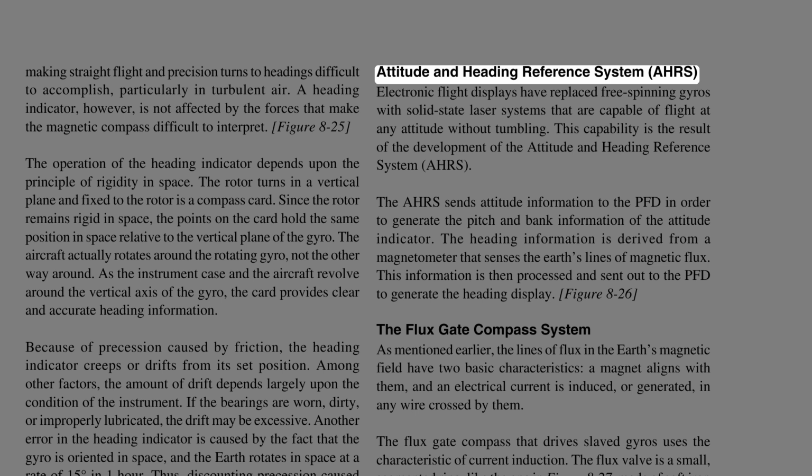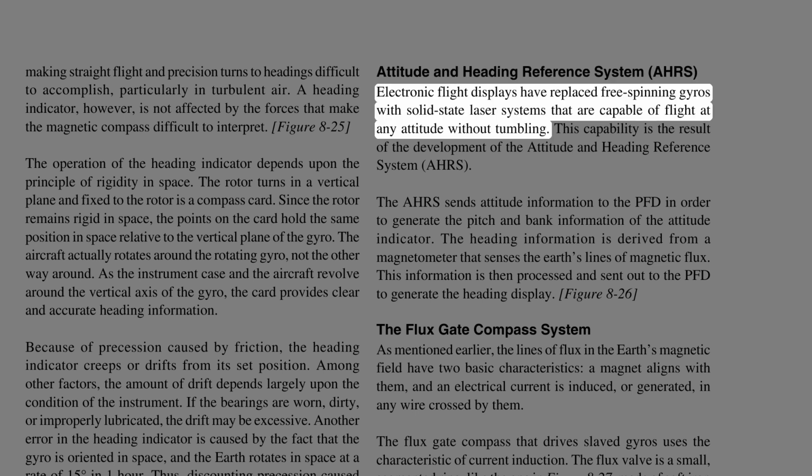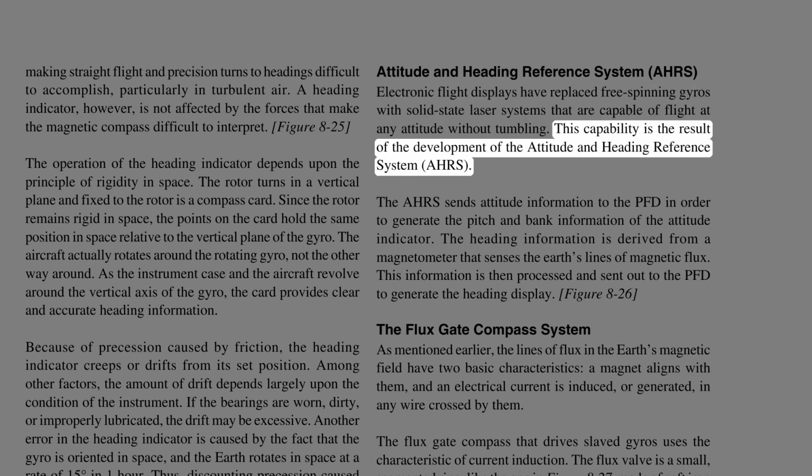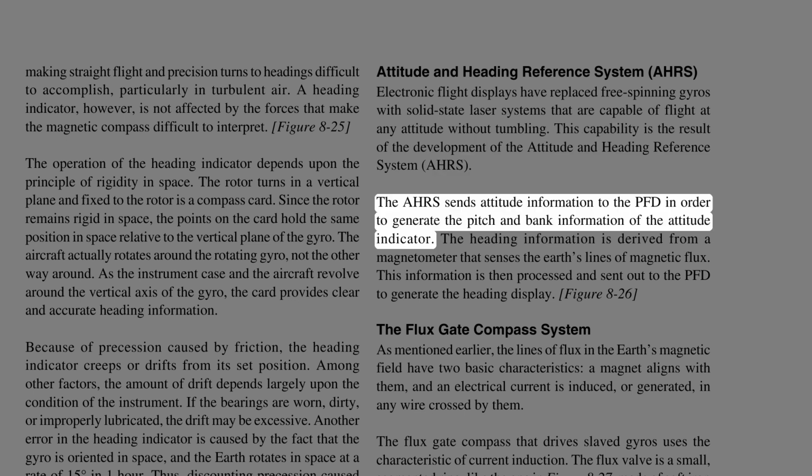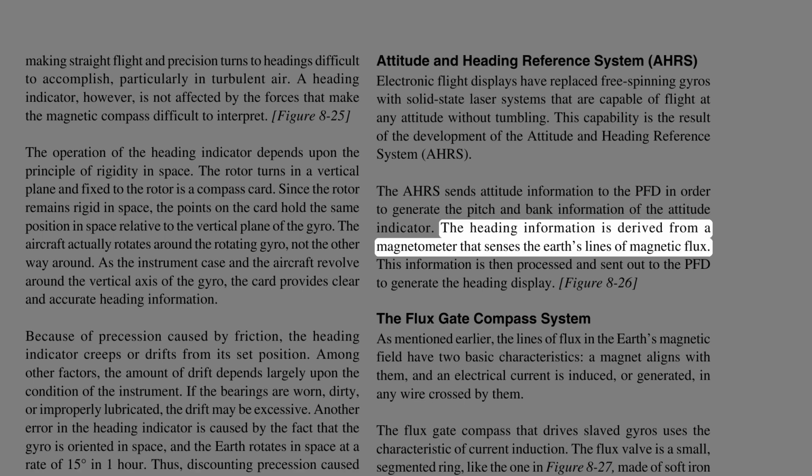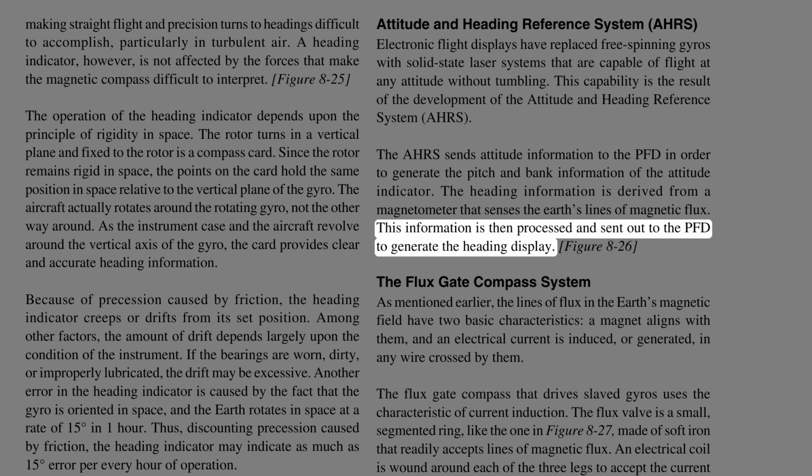Attitude and Heading Reference System, AHRS. Electronic flight displays have replaced free spinning gyros with solid-state laser systems that are capable of flight at any attitude without tumbling. This capability is the result of the development of the Attitude and Heading Reference System, AHRS. The AHRS sends attitude information to the PFD in order to generate the pitch and bank information of the attitude indicator. The heading information is derived from a magnetometer that senses the Earth's lines of magnetic flux. This information is then processed and sent out to the PFD to generate the heading display.